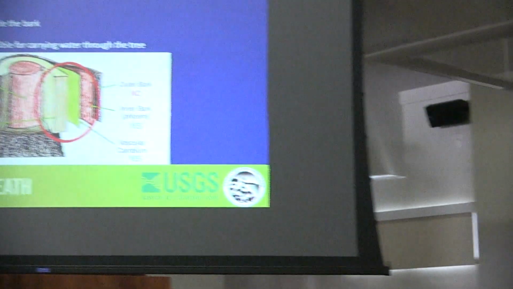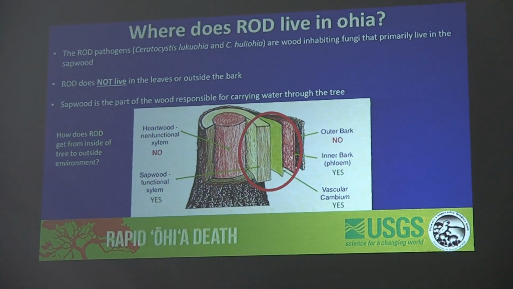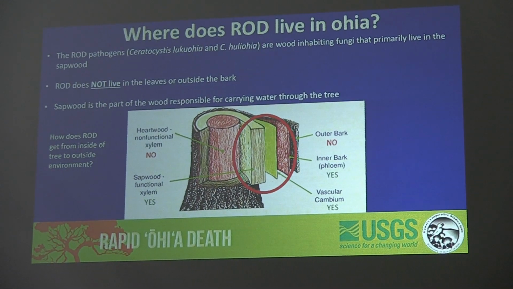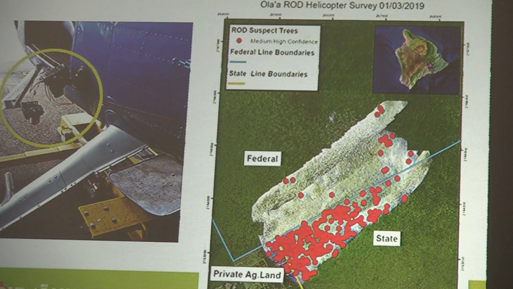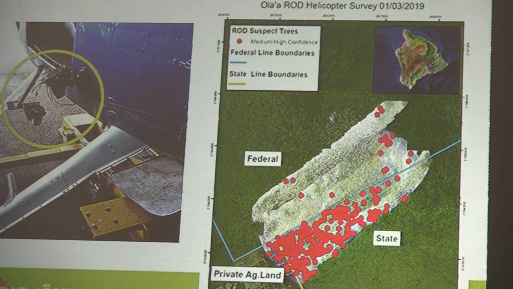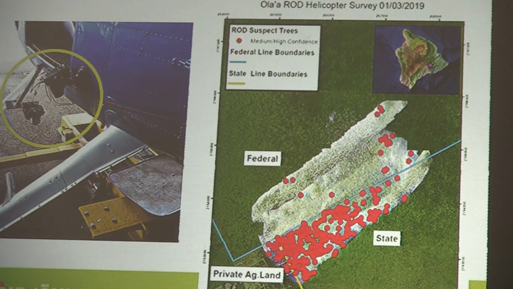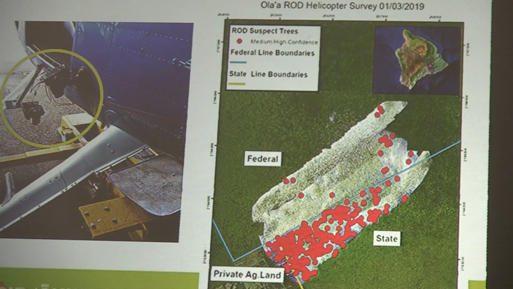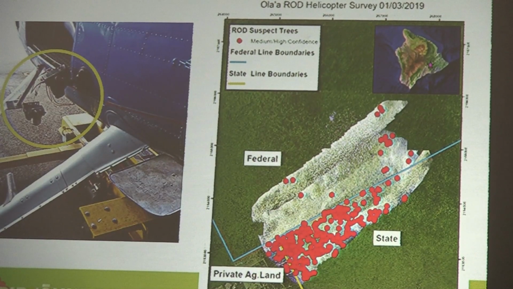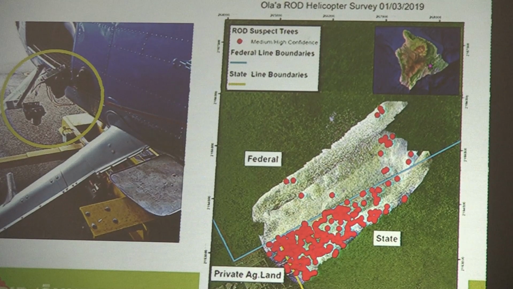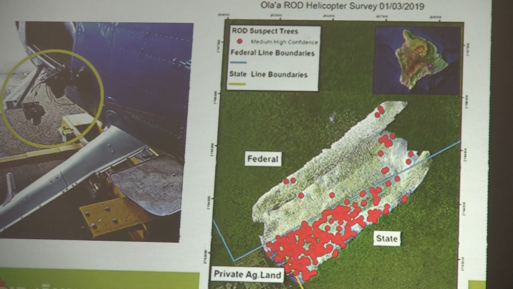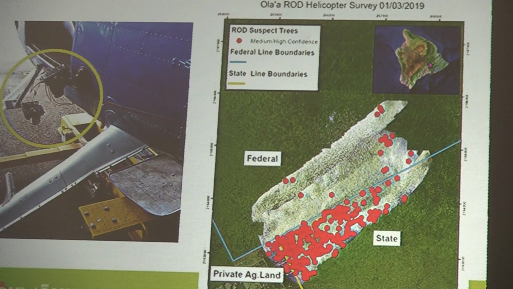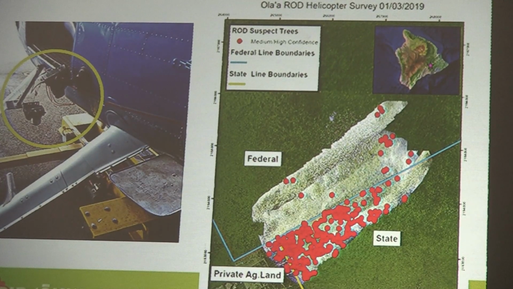So first I want to start by explaining where exactly ROD lives in the tree. So this is up above Volcano, and I'll show you a better map in a minute. An area above Volcano, what I want you to see in this area, so the light swooshes are the areas that the drone flew. The red dots are trees that are visually symptomatic. There's a blue line there, a fence line where it says federal, that's Hawaii Volcanoes National Park.